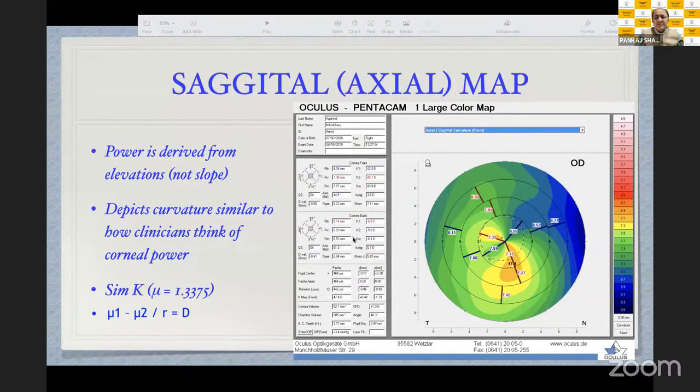Now coming to the basic maps, first is the sagittal map. Sagittal map is a generalized map. Generalized means it calculates K1 and K2 in the central area, and from that it assumes this is the refractive index, simulated K, and this should be the sagittal map.